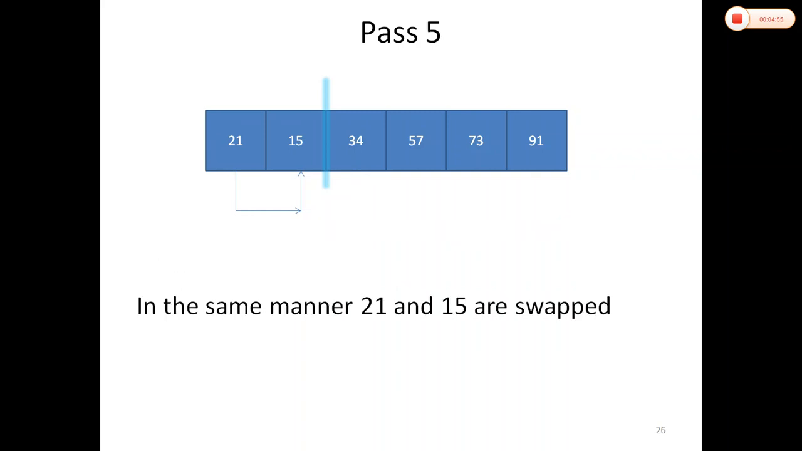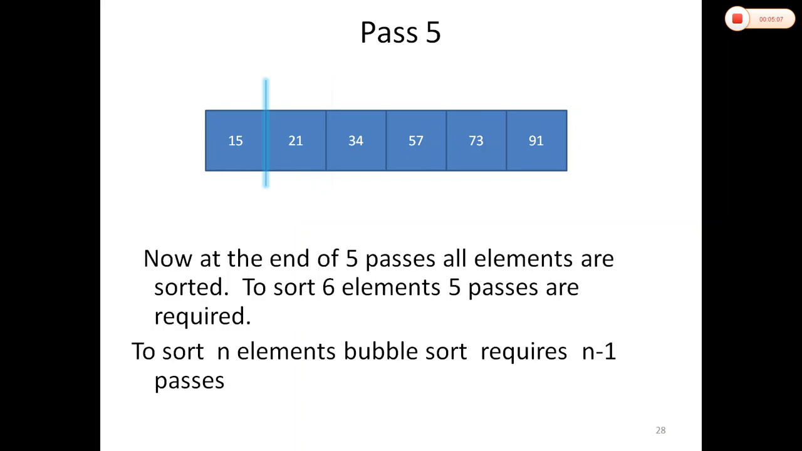Now pass 5 begins. Only 2 elements are remaining, and in the same manner 21 and 15 are swapped. Now at the end of pass 5, all elements are sorted. So to sort 6 elements, 5 passes are required, and hence to sort n elements, bubble sort requires n-1 passes.